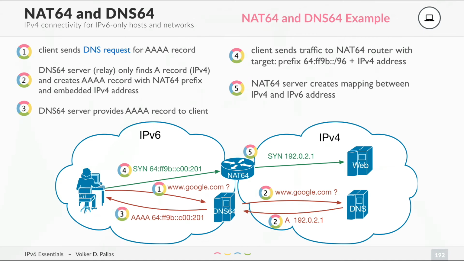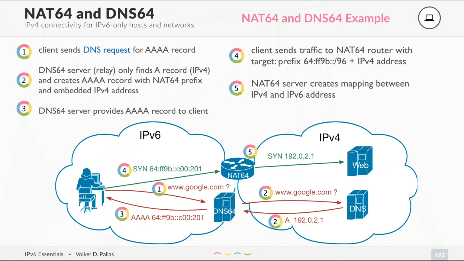So now that the client knows the IPv6 address of Dropbox.com, it can send the traffic to the router, which is NAT64 enabled, and the target prefix is the NAT64 prefix plus the IPv4 address. Number 5, the NAT64 server sees, oh, this address has the NAT64 prefix, so it's actually an IPv4 communication, or at least IPv4 destination. So it creates a mapping between the IPv4 and the IPv6 address, sends IPv4 packets out to the server, and once the reply is coming, it retranslates it into IPv6. So the client all the time just communicated with IPv6, and the server didn't even know that because it can only do IPv4.